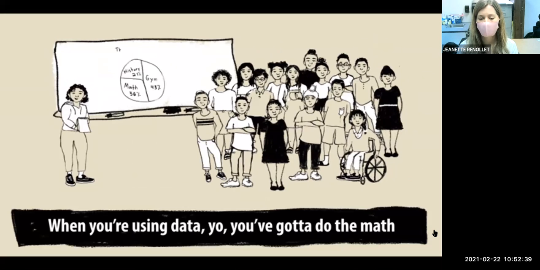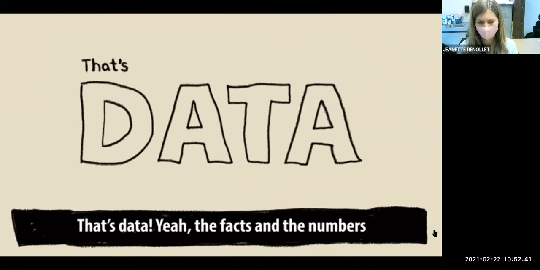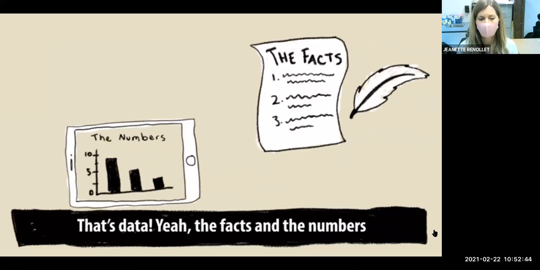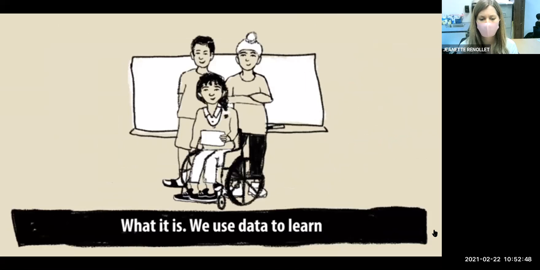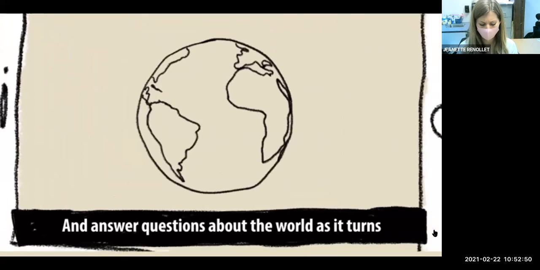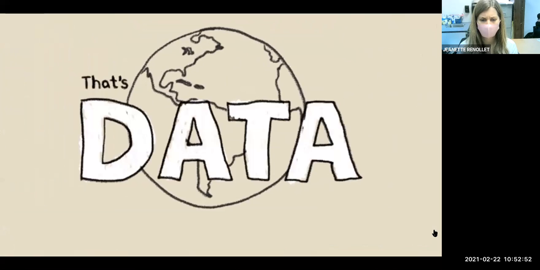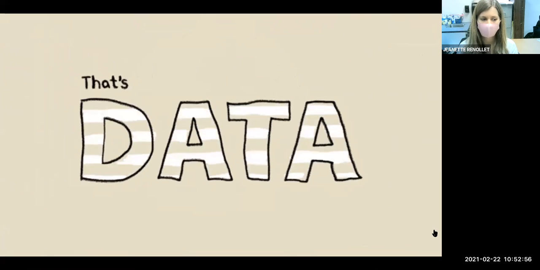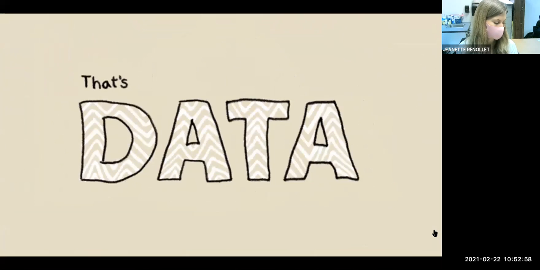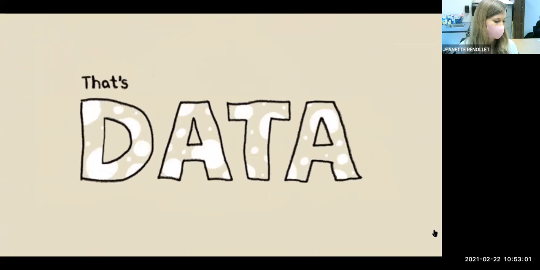When you're using data, you gotta do the math. That's data. Yeah, the facts and the numbers telling you about something so you can understand what it is. We use data to learn and answer questions about the world as it turns. That's data. Data, data, data.